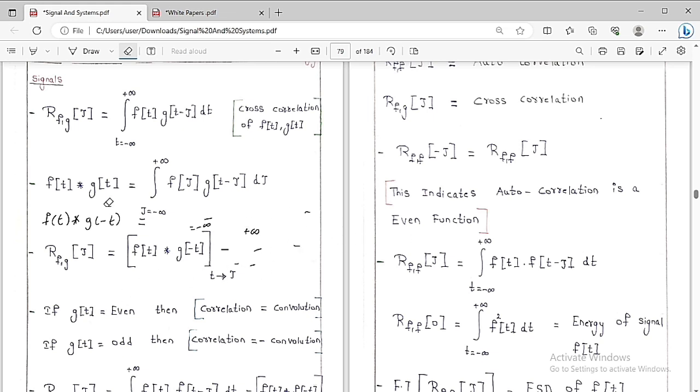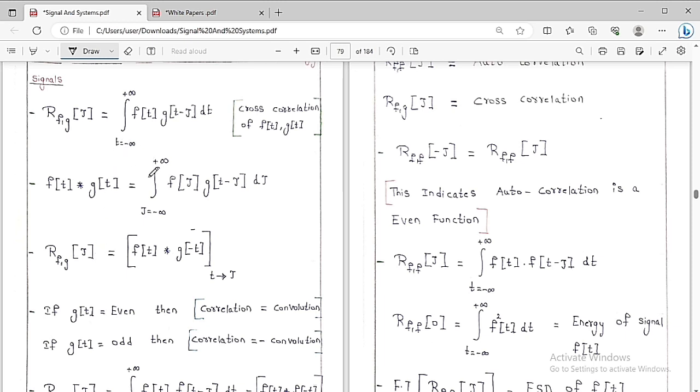This is the relation between f of t and g of t regarding the cross correlation, and this is the convolution between f of t and g of t. These two relations you always have to keep in mind. The cross correlation of f of t and g of t is, as you can see here, the integration from t equal to minus infinity to plus infinity of f of t g of t minus tau dt. Here t is a variable and tau is a fixed value. And f of t convolution of g of t is equal to integration from tau equal to minus infinity to plus infinity of f of tau g of t minus tau d tau.